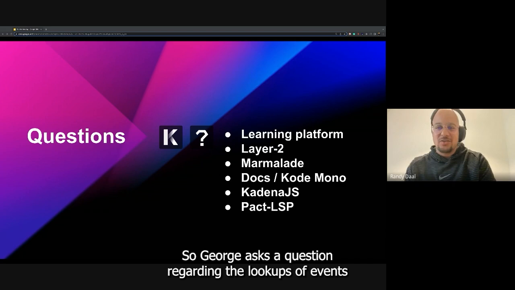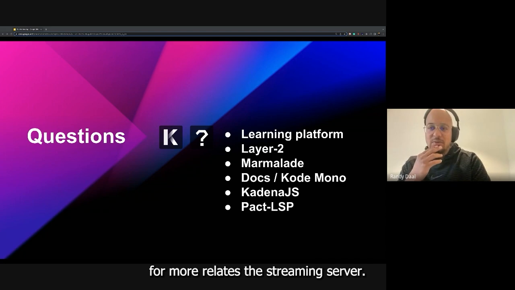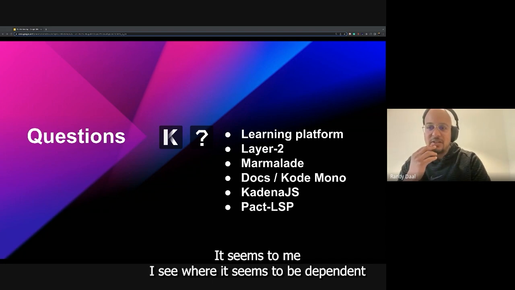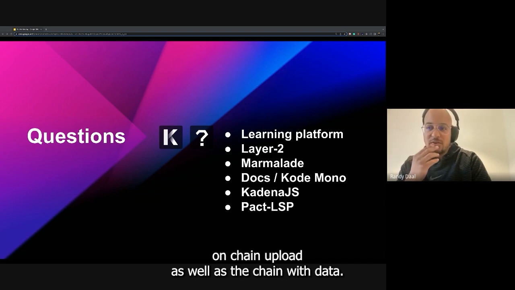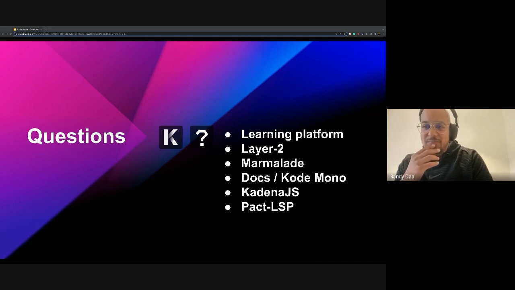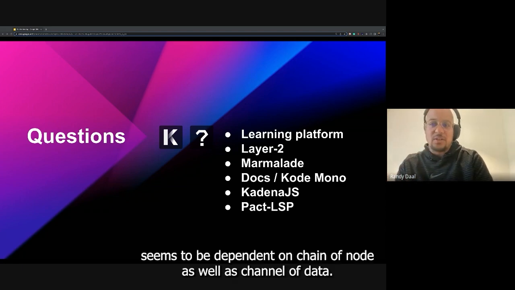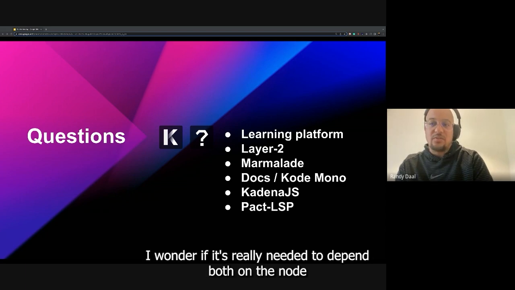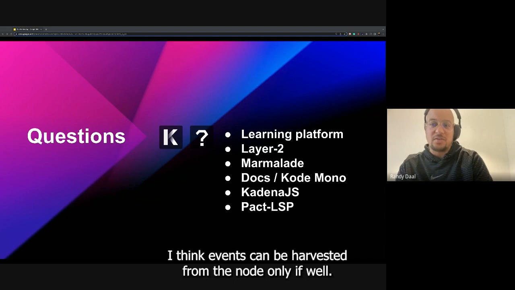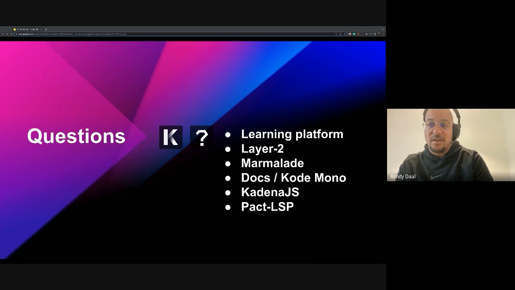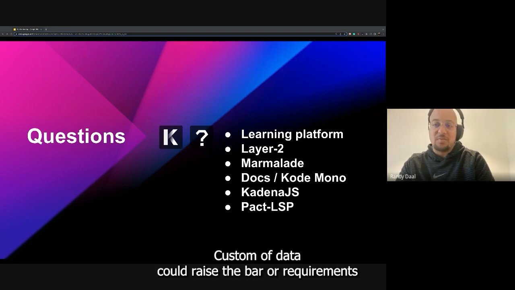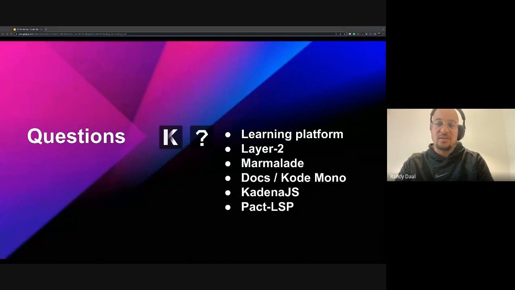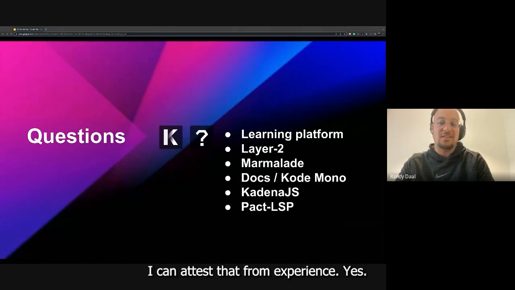All right. So George asked a question regarding the lookups of events for Marmalade, the streaming server, Chainweb SSE, where it seems to be dependent on the Chainweb node as well as the Chainweb data. I wonder if it's really needed to depend on both the node and the Chainweb data instance. I think events can be harvested from the node only if scripted well. That would be easier for adoption, because Chainweb data could raise the bar on requirements, because Chainweb data is not easy to maintain. I can attest to that from experience.